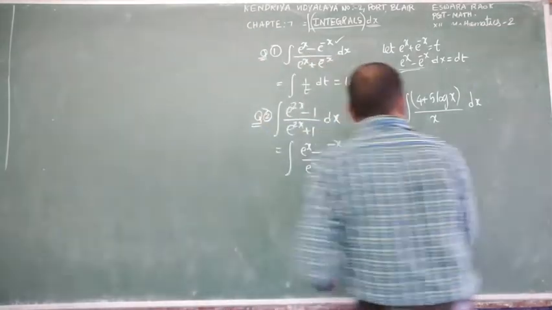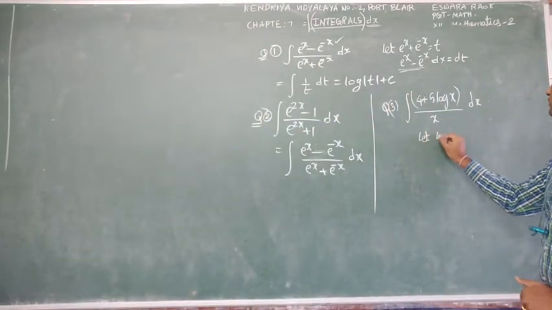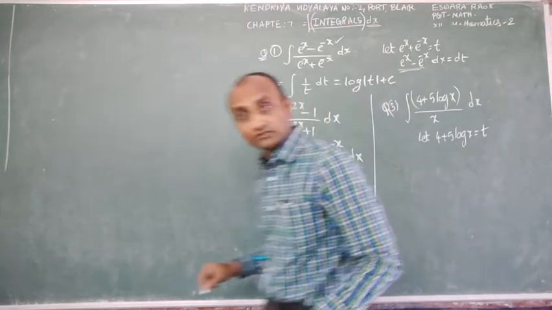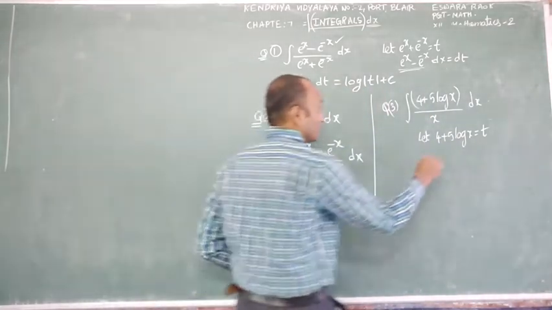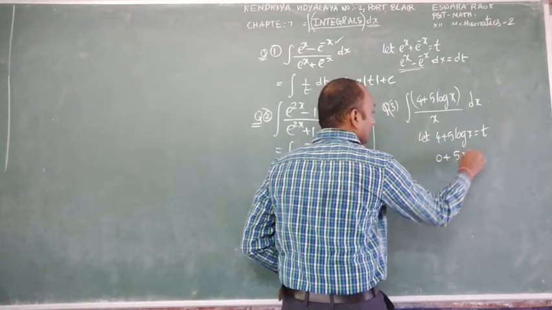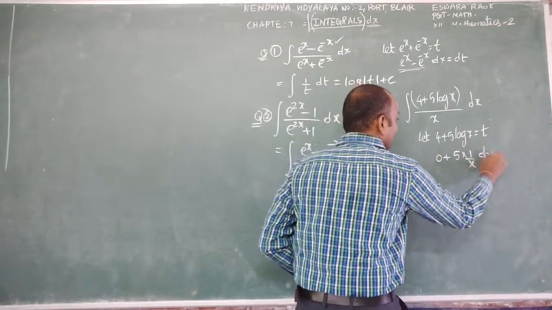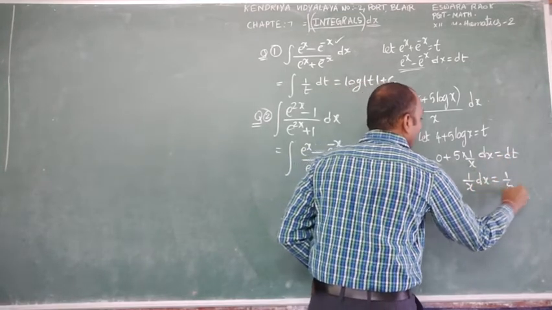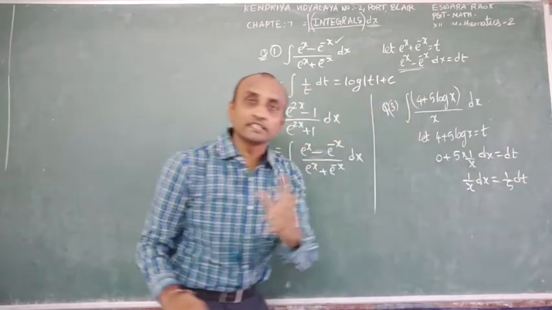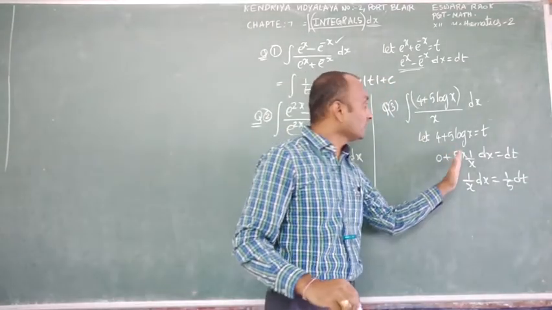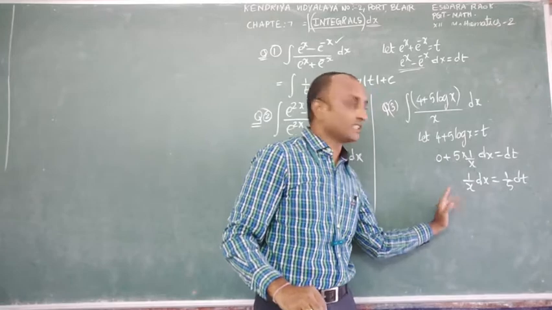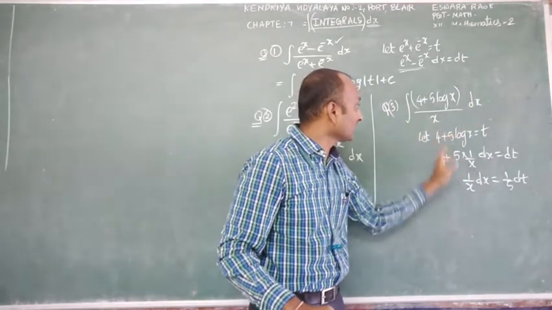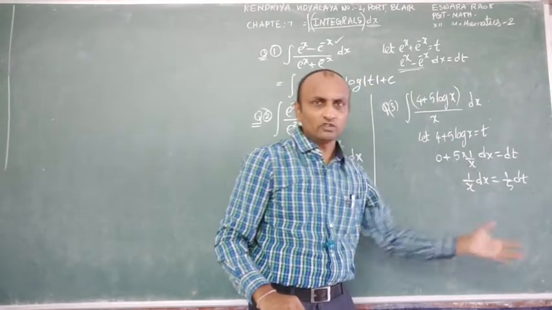We will see. Taking 4 plus 5 log x is equal to t, so 0 plus 5 into 1 by x into dx is equal to dt. So 1 by x into dx becomes 1 by 5 into dt. And here one important thing: whatever constant you get while doing the derivative, see whether the constant is there or not. 5 by x is not there, so that will be sent to the t side. So we don't keep it.